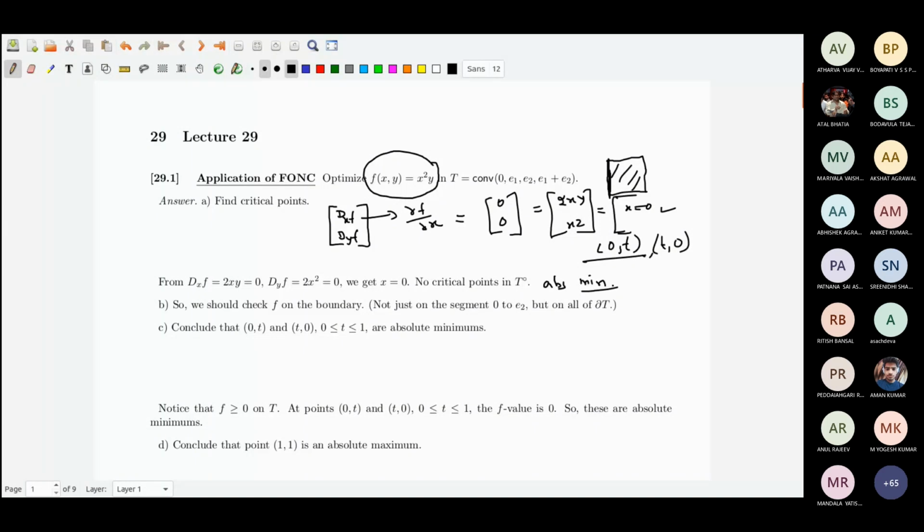Plus everything is between 0 to 1, therefore everywhere the function is less than or equal to 1, and at the point (1, 1) the function is equal to 1. So (1, 1) is the point of absolute maximum. That is fine. These are the things that we can immediately see. Up to this much, we can see that point (1, 1) is absolute maximum.